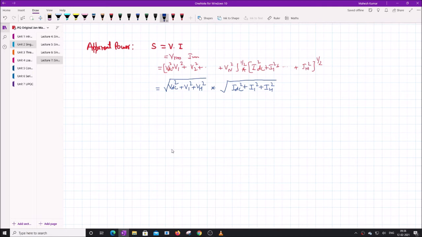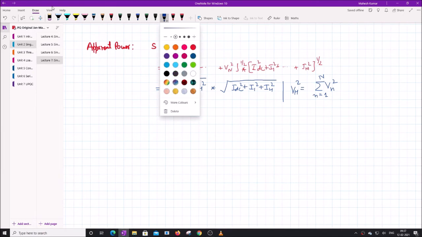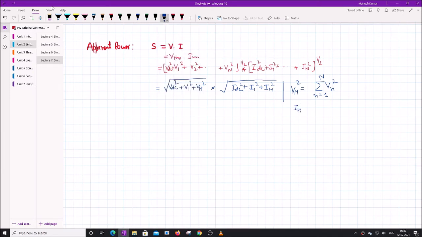Now what is VH square? What is IH square? Obviously VH is the harmonic RMS value, and VH square is sigma Vn square, where n is equal to 1 to n. This is small n here, so make it small n, 1 to n. And similarly, the value IH square is the same as sigma n is 1 to infinity or 1 to n, In square.